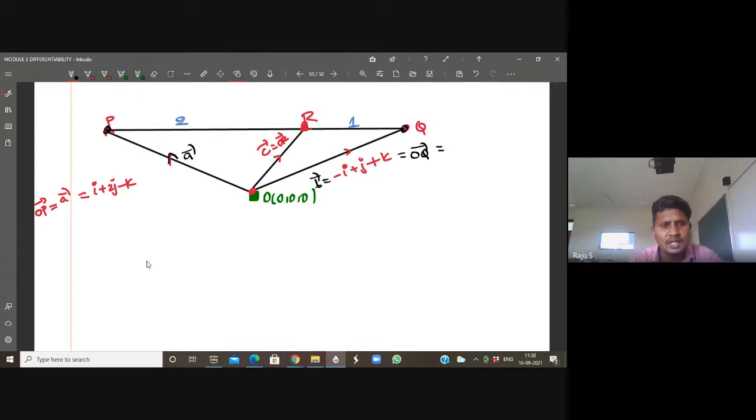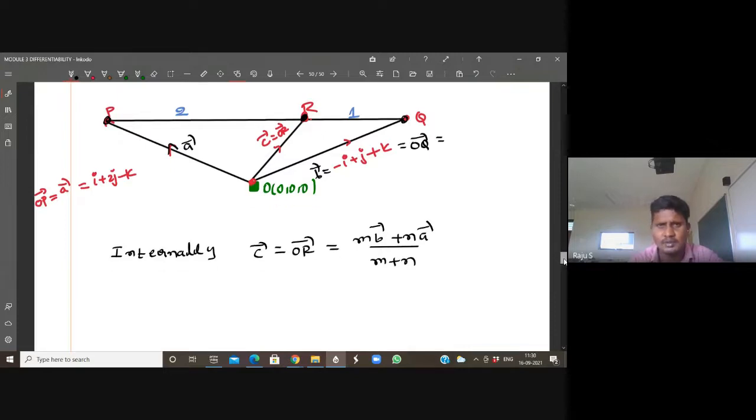So here, C vector. What about this point, is it an internal or external point? Between PQ or outside of PQ? Here the point is internal. So internally, vector C, which is OR, can be written as (m B vector + n A vector)/(m + n). That's it. Same as geometry, but here we can find the answer in terms of vectors.